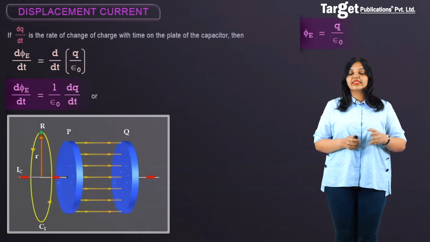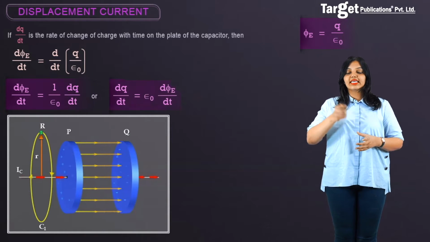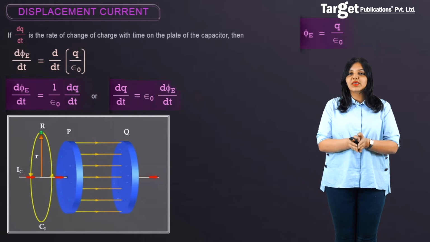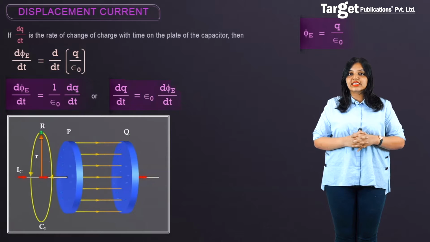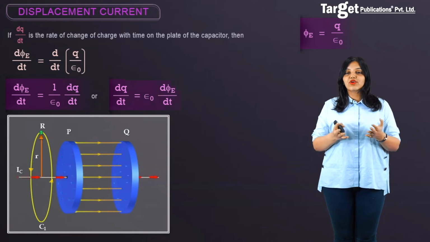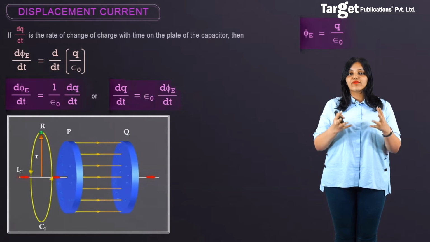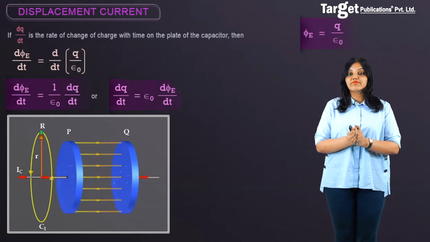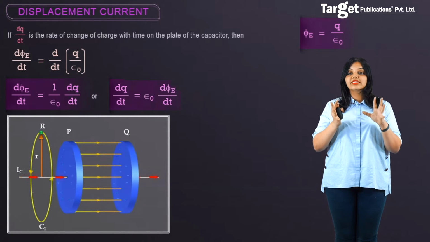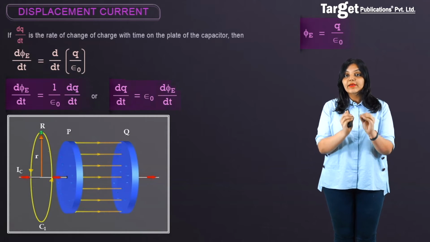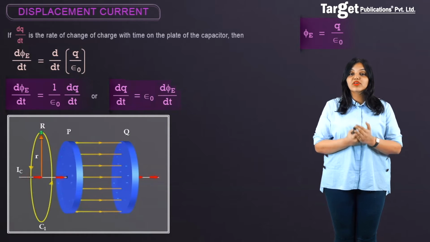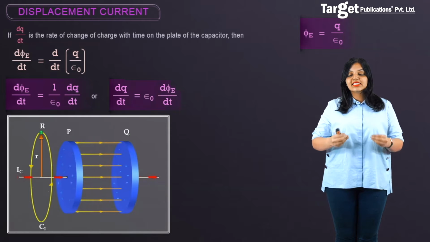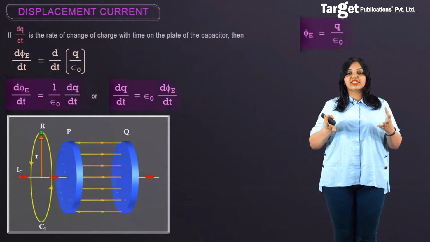I take dQ by dt on one side alone, and I take epsilon naught to the other side, and this gives me dQ by dt is equal to epsilon naught d phi by dt, and we all know what dQ by dt is. It is a rate of change of charge, which is nothing but a current. So as you can see, voila, a change in the electric flux is producing a term which is a current, and this is the current that is passing through the surface S.